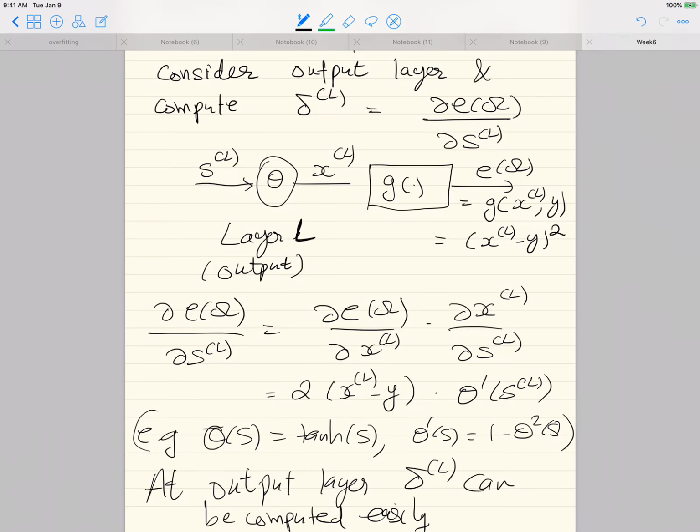easily. And the reason is because the loss is directly a function of xL, right? It's directly a function of the output. And then sL to xL is just a direct relationship through the activation function. So this can be computed always in a very straightforward way. Now it was done in this example, but the same idea generalizes.